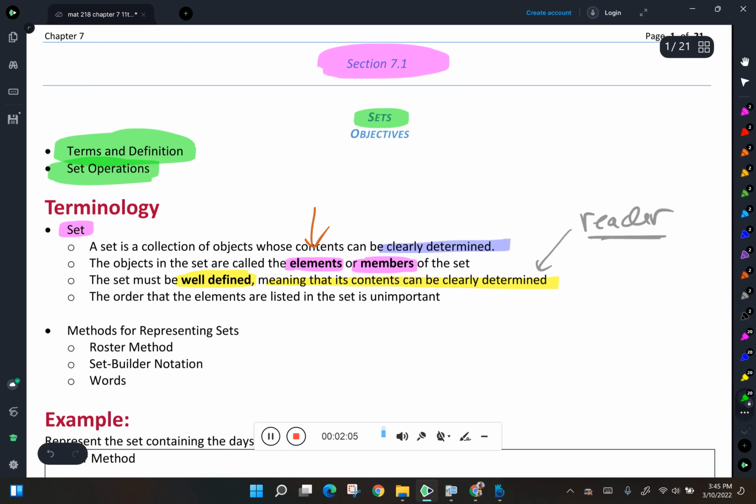And the last thing we have here is that the order that the elements appear when they're listed in the set is unimportant to the set. And what that means is if I have two elements in the set, the order that I put them in there is irrelevant, right?